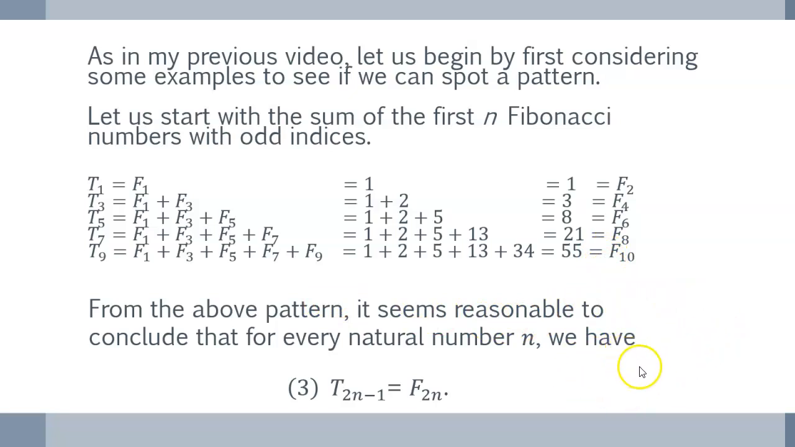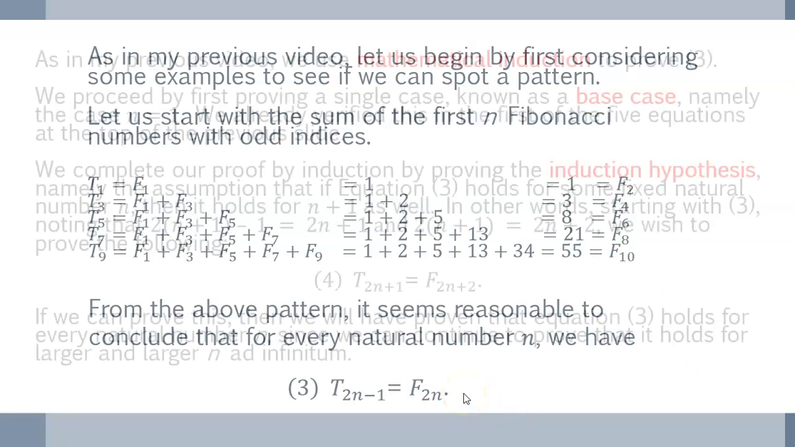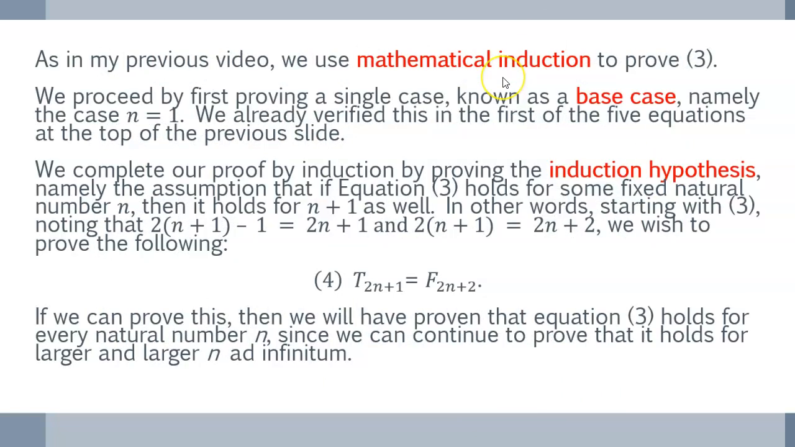So from the above pattern, it seems reasonable to conclude that for every natural number n, we have this formula down here, formula 3, which says that T2n minus 1 is equal to F2n for all n. So how do we prove that? I mean, I just did it for a finite number of cases, happens to work for these cases, but that doesn't prove this formula. For that, we have to use the method I used in my previous video called mathematical induction.